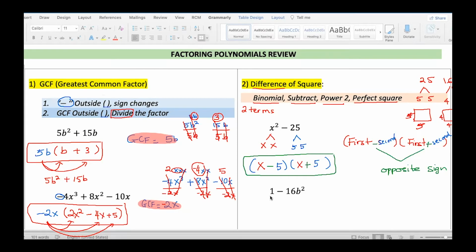I have 1. What number gives you 1? That is 1 and 1. What is going to give us 16? We're going to break it down, and here we have 4 times 4. Ooh, b times b.